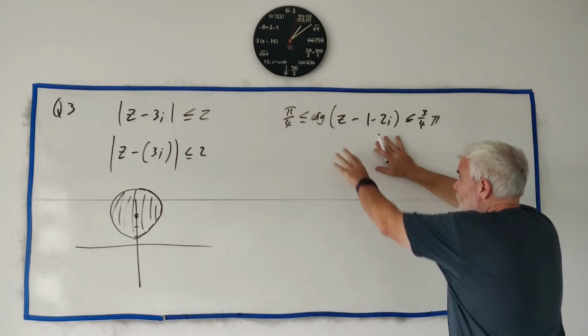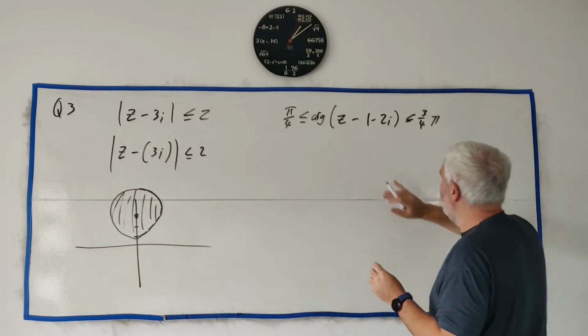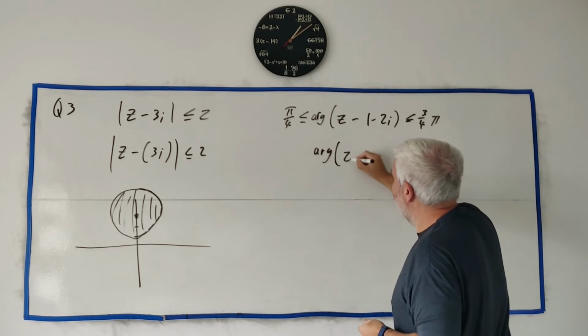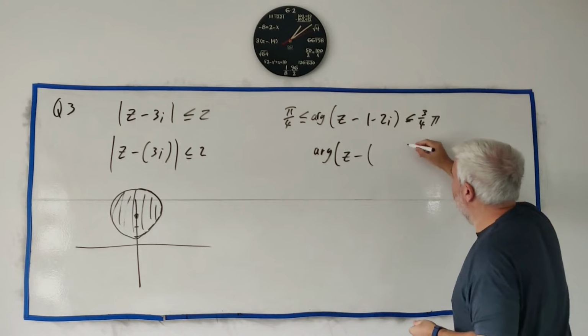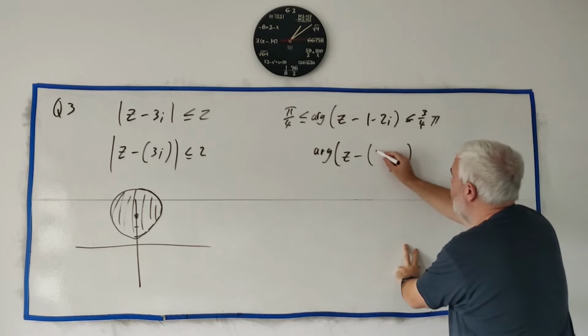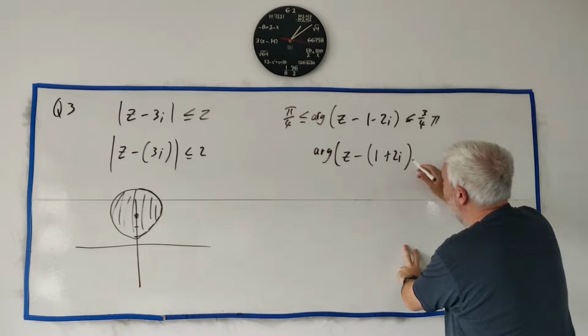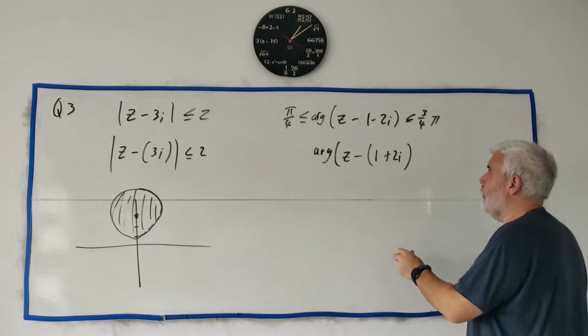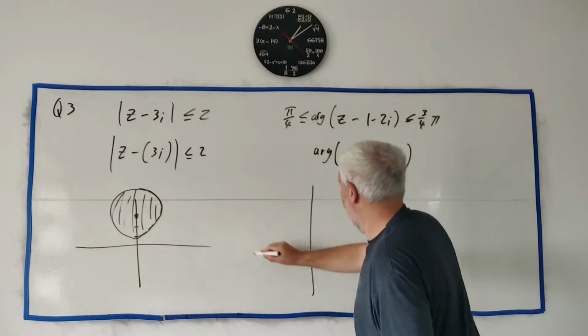Onto the argument. We actually have two things here. The argument is something similar. I need to change this to z minus something. So it's not minus 1 minus 2i I'm looking at. I'm looking at 1 plus 2i. It's minus of that. You need to be careful of that. Let's draw that on in its own diagram.